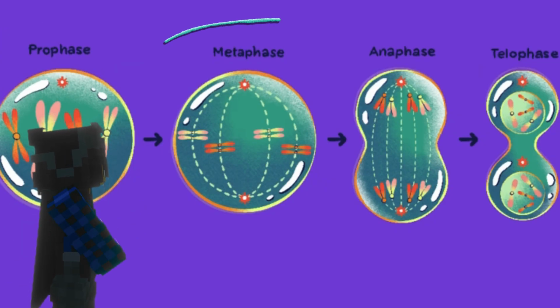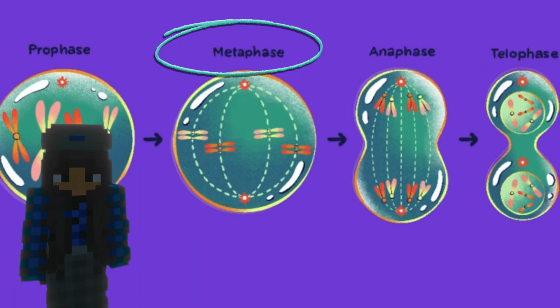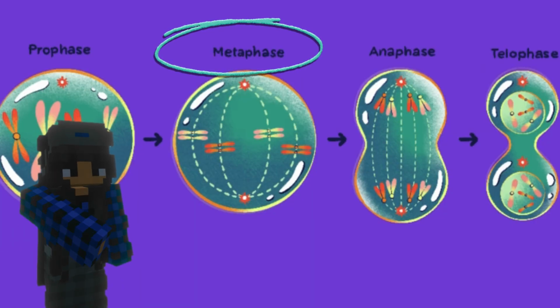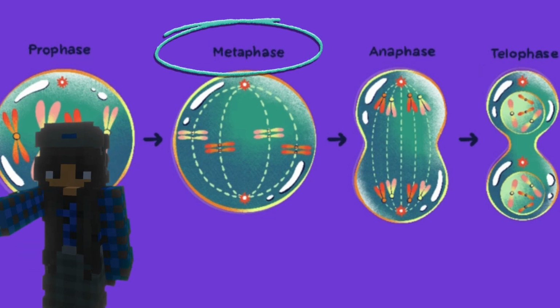Next phase, metaphase. In metaphase, they all line up in the middle of the cell, at the equatorial plate. This is crucial because it ensures that each new cell gets the exact same genetic information.